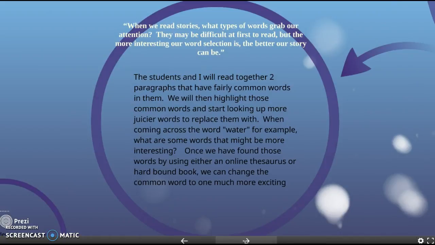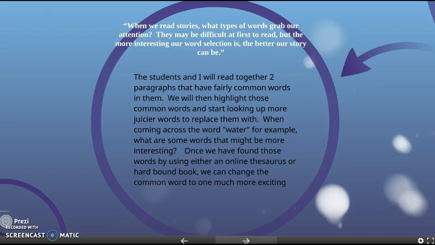So how do you hook them? Well, when we read stories, what types of words grab our attention? They may be difficult at first to read, but the more interesting our word selection is, the better our story can be. And this brought my students' full attention, ready to hit the ground running.